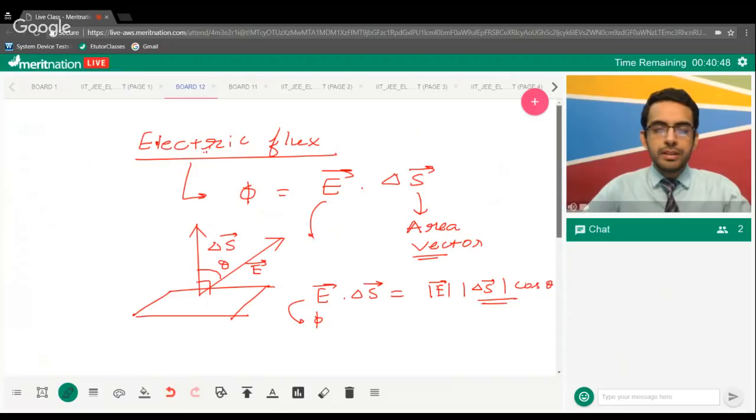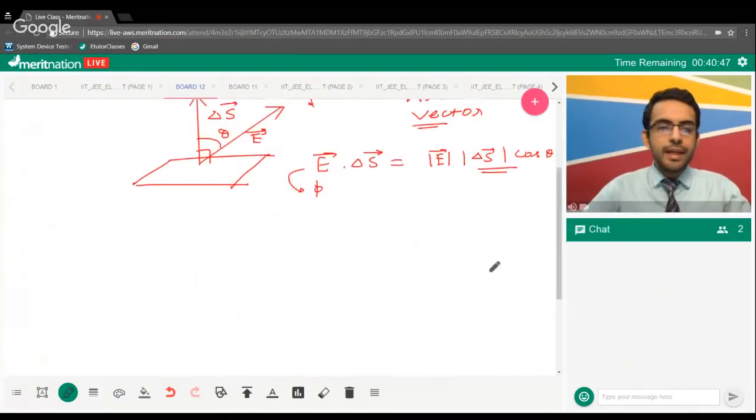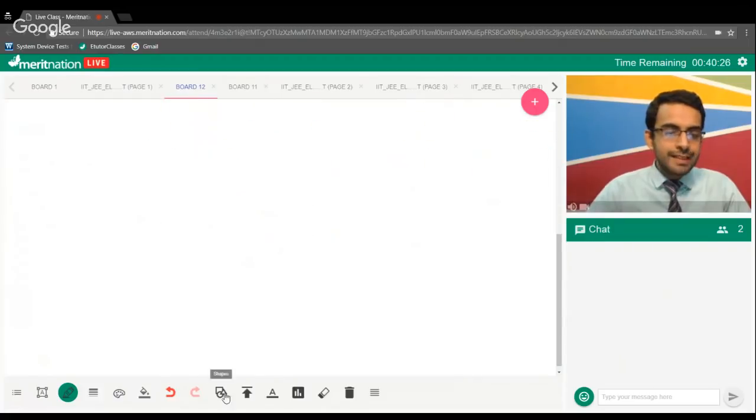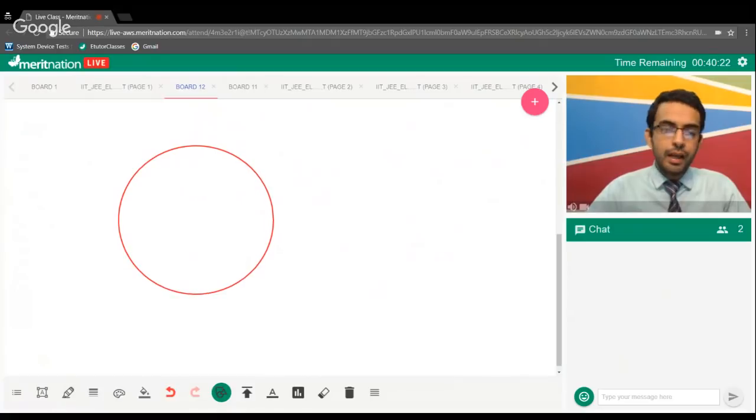Now, dear students, in this case this delta S, this cross section or area surface, can be open or it can be closed. So let's talk about closed surfaces. For example, if you take a sphere, it's a closed surface, right?